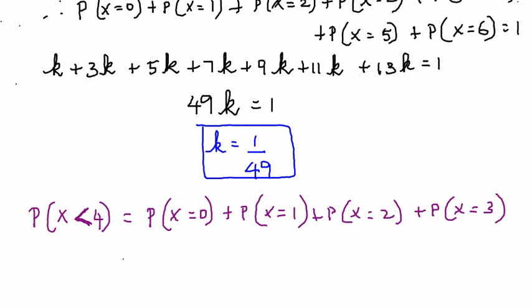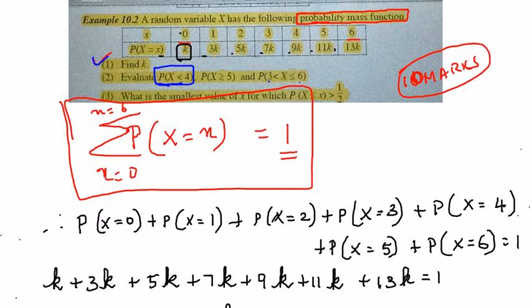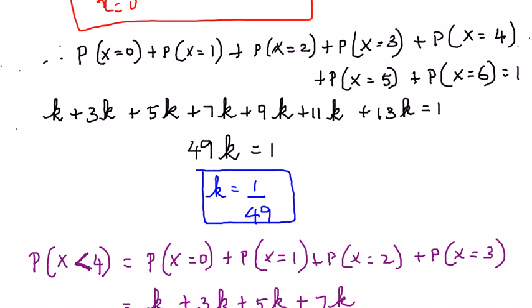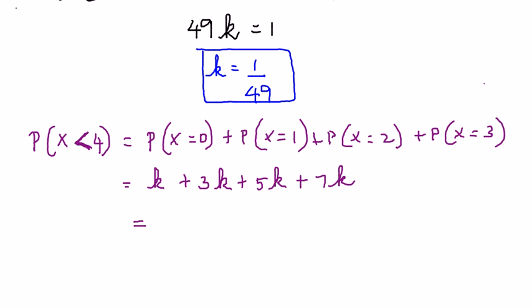So what do you have? It is k plus 3k plus 5k plus 7k. Those are the values for x is equal to 0 to 3: k, 3k, 5k and 7k. So which is nothing but, what did you get? What answer? So you must have got 16k. But you know that k is equal to 1 by 49 from here. So if I substitute this, you get 16 by 49.